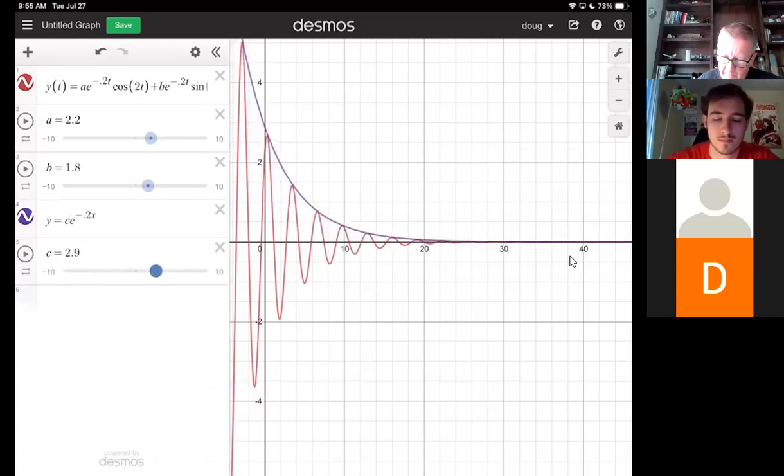Isn't that amazing? Look at that. Boom, it's perfect, if you get the right coefficient in front of it. And by the way, the reason it's not 2.2 or 1.8 has to do with the fact that that's not just a sine wave, it's a sine wave plus a cosine wave.